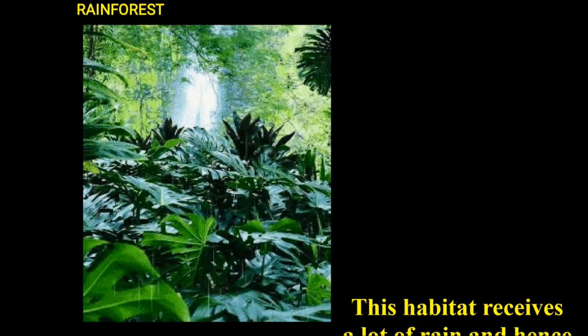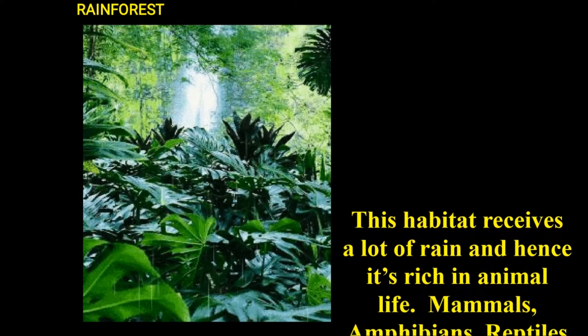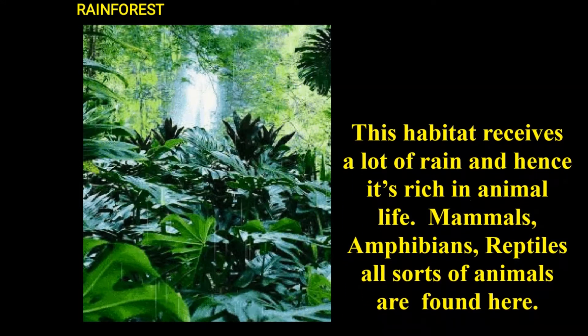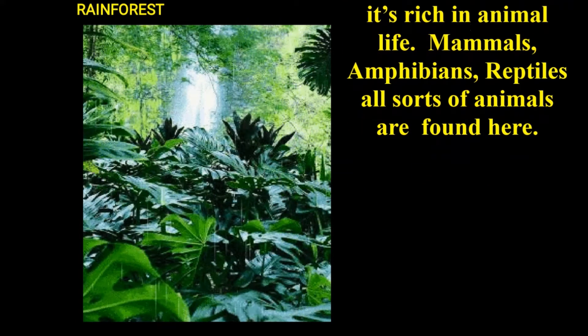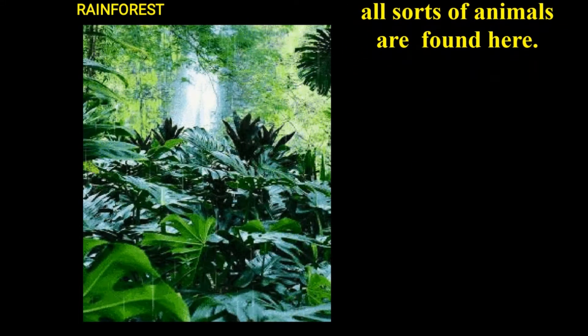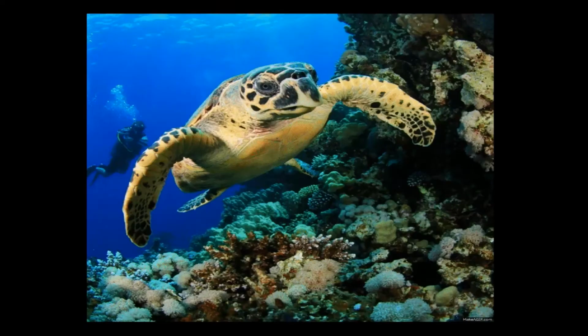Children, now let us discuss the rainforest habitat. This habitat receives a lot of rain and hence is rich in animal life. Mammals, amphibians, reptiles and all sorts of animals are found here. The climate is hot and humid and animals have to learn to adapt to survive in these areas.